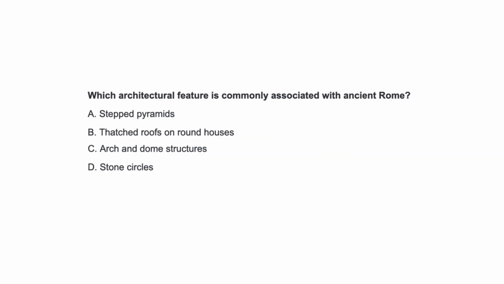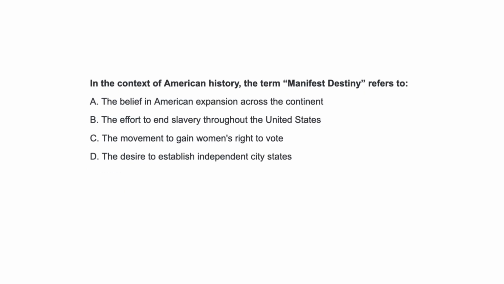Which architectural feature is commonly associated with ancient Rome? Correct response, letter C, arch and dome structures. In the context of American history, the term manifest destiny refers to, correct response, letter A, the belief in American expansion across the continent.